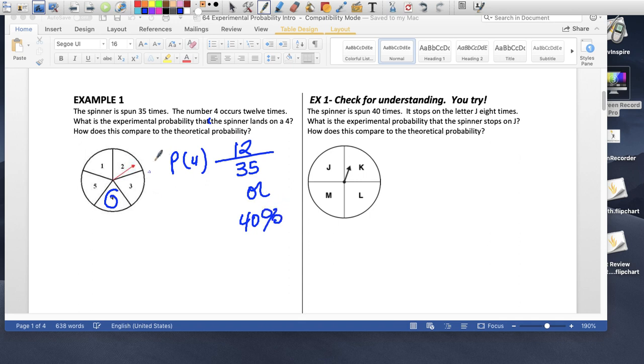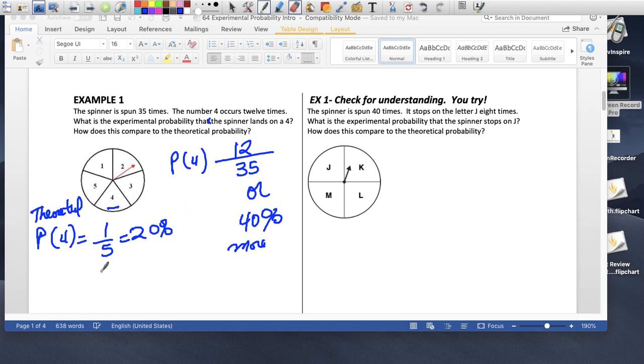Now, how does it compare to theoretical probability? Well, theoretical probability, in theory, is when we just look at it based on facts. So before we do the experiment, if I were to ask you what's the probability of landing on 4, you would say 1 out of 5. And 1 out of 5 is the same thing as 20%. So in our experiment we got 12 out of 35 or 40%. Do we get more or do we get less? We got more. So the experimental was definitely more than we expected.